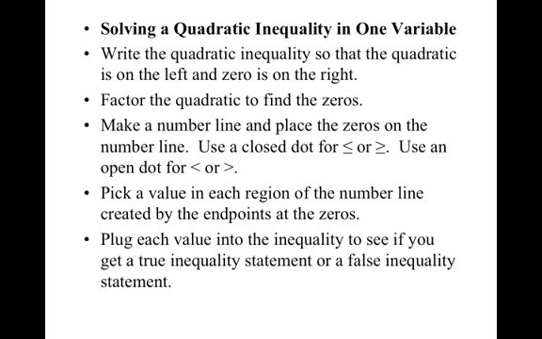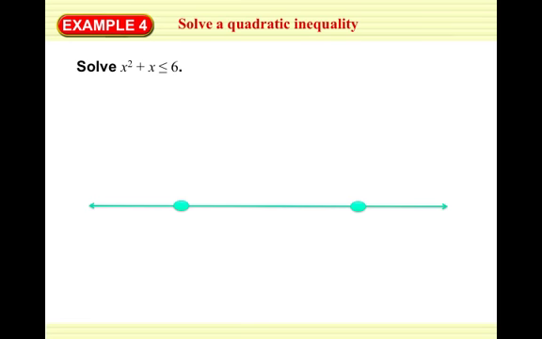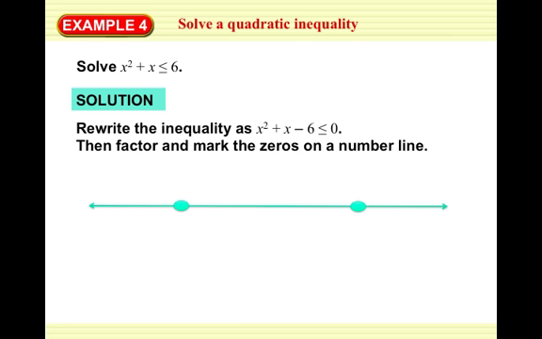You're going to plug in each value into the inequality statement to see if you get a true inequality statement or a false inequality statement. Okay, so let's see this in action. So we've got x squared plus x less than or equal to 6. All right, we want to rewrite it as x squared plus x minus 6 is less than or equal to 0. Then we're going to factor and mark the zeros on the number line.